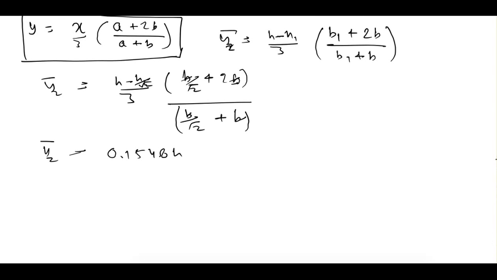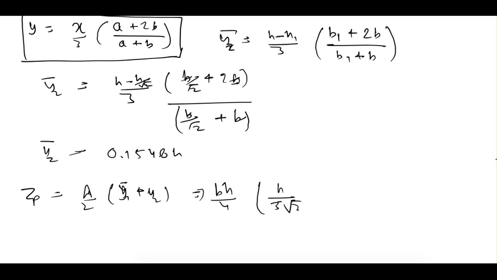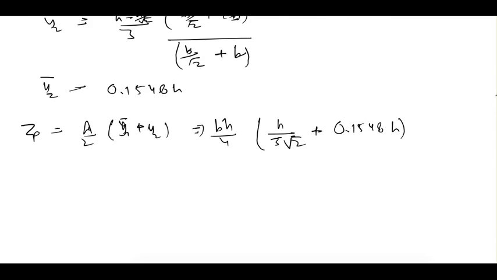and from here we can find out our plastic section modulus as A by 2 into y1 plus y2, and A by 2 would be equal to bh by 4, and y1 plus y2 would be equal to h by 3 root 2 plus 0.1548 h, and from here Z plastic is equal to 0.3905 h square b by 4.